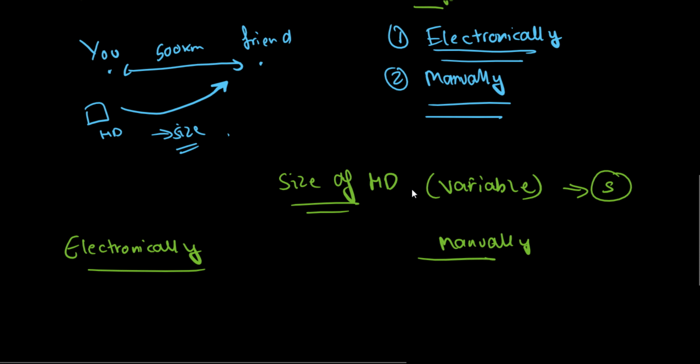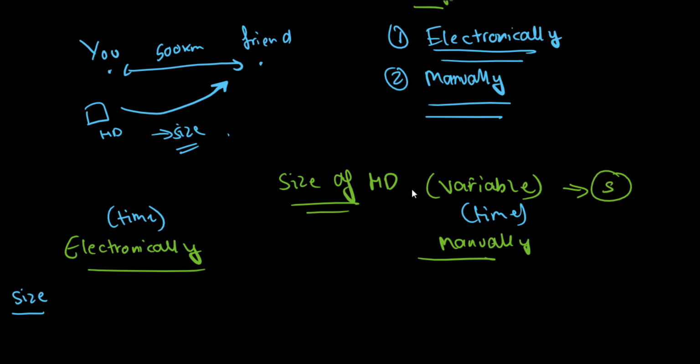We will be talking about the size of the hard disk, and basically about time, and how the time varies with the size when we transfer the hard disk electronically and when we hand over the hard disk manually to our friend. When we transfer the file electronically, suppose an algorithm has a directly proportional relationship. If the size of the hard disk increases, the time also increases, S and T.